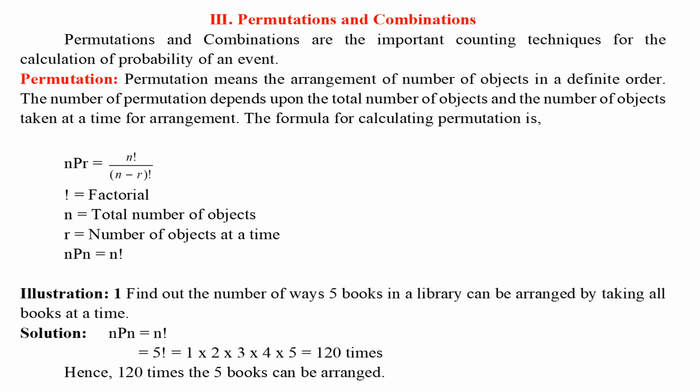Exclamation mark equals factorial. n equals total number of objects. r equals number of objects taken at a time. nPn equals n factorial.